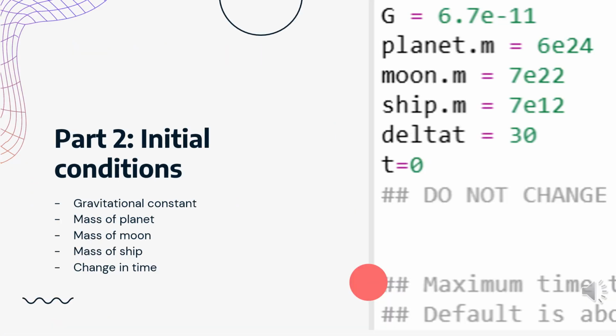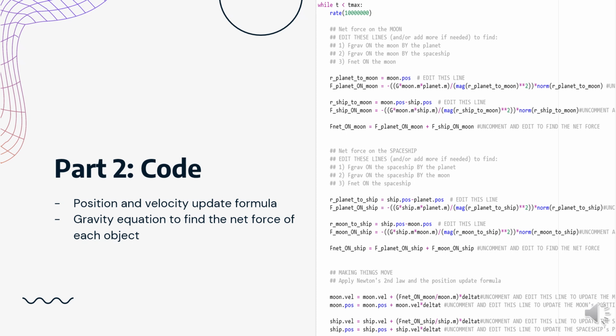The initial conditions for Part 2 include the gravitational constant again, the mass of the planet, the mass of the moon, and the mass of the ship, and also the change in time. For Part 2's code, I included the position and velocity update, and also the gravity equations to find the net force of each object, for which I also had to calculate the distance between each corresponding object.